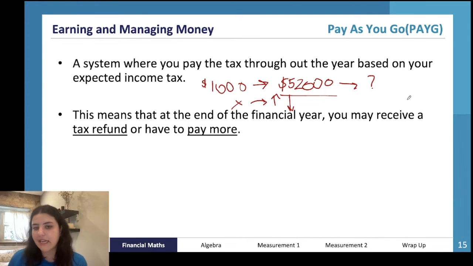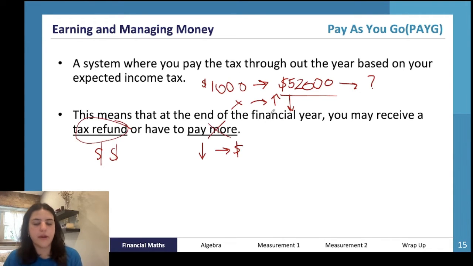Now, this means at the end of the year, you're either going to receive a tax refund where you get money back, 3 years running. I've got those, luckily. Or you have to pay more. So this is where they actually underestimated how much tax you would be paying, and so you actually have to go and give them more money. So this is what you want. This, no fun. But do pay it. Otherwise, you'll be guilty of like tax fraud or something.